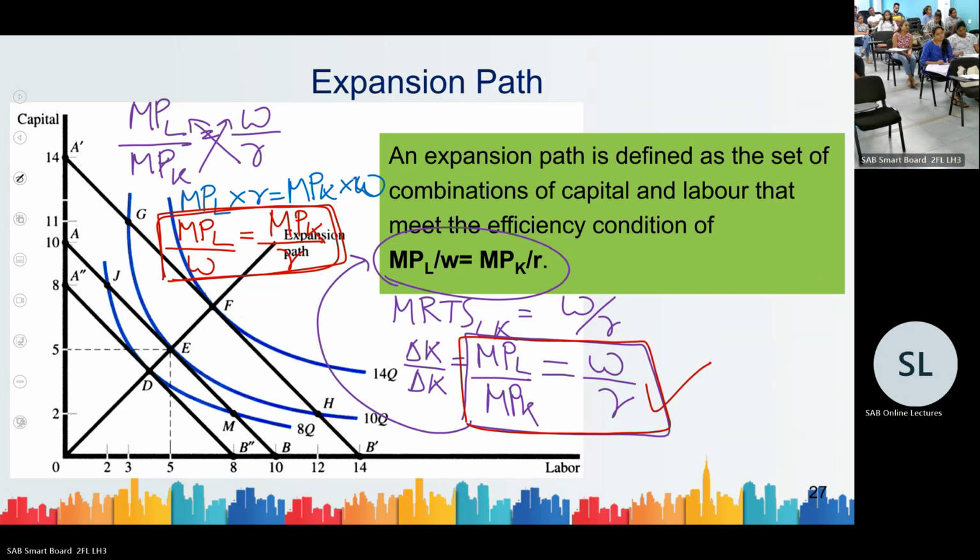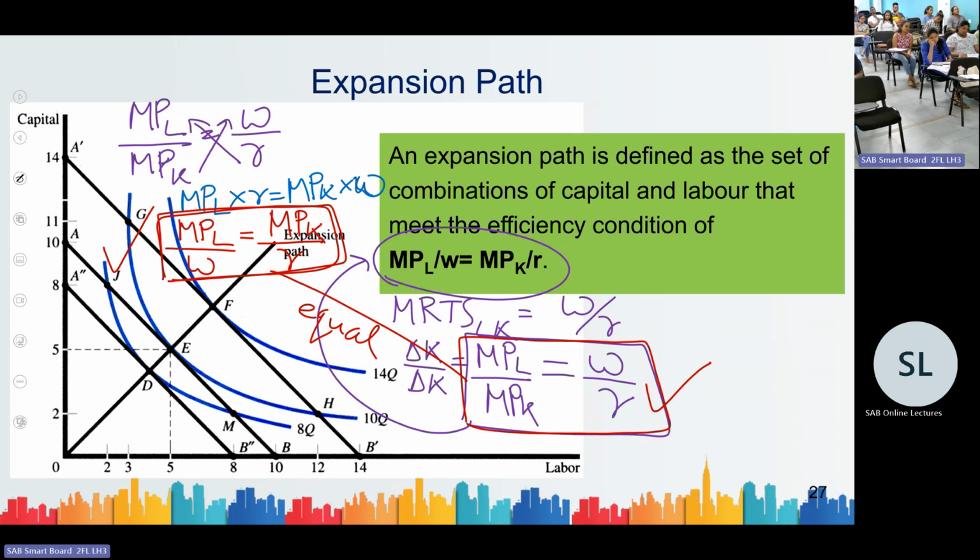Similarly, the same condition can be expressed this way. The same condition but in different ways. The same thing, they are equal. Actually, this expression is more meaningful. What does it mean?